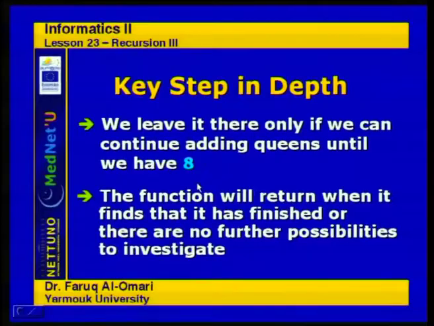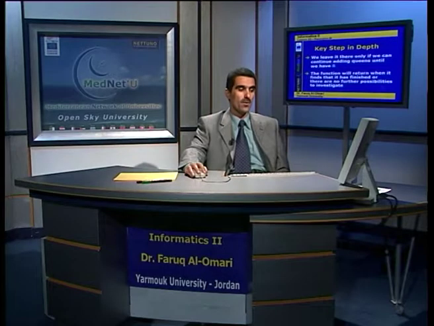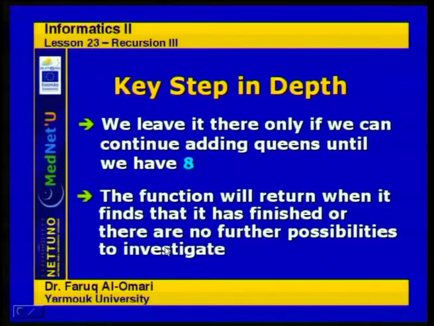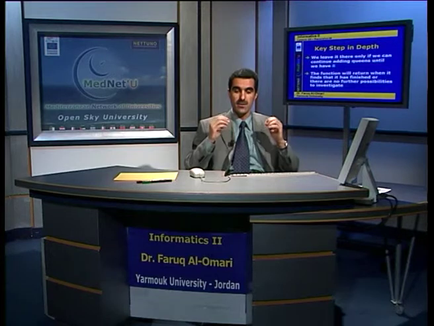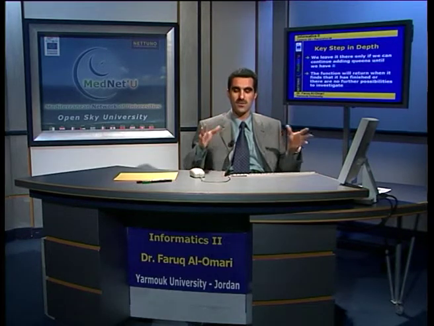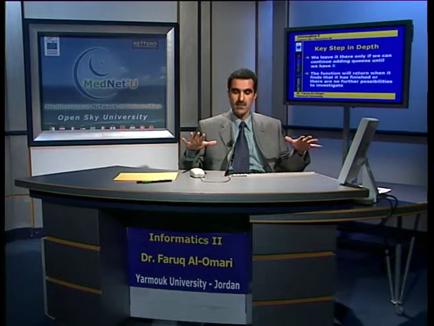So the function add queen will return when it finds that it has finished. That means it has finished placing all 8 queens, or when there are no further possibilities to investigate. When it gets stuck, it couldn't allocate space for all 8 queens on the chessboard, all right?